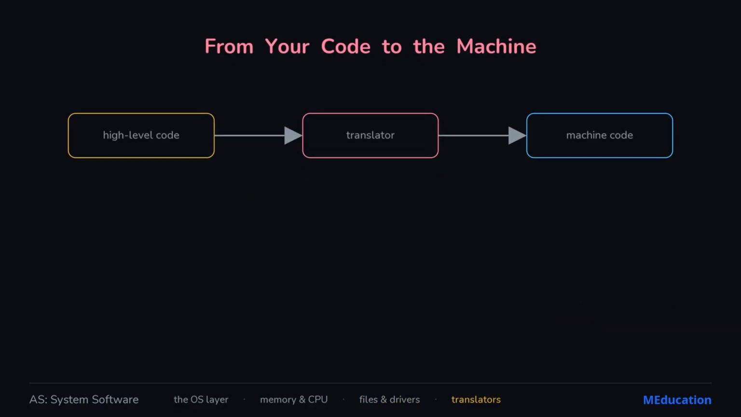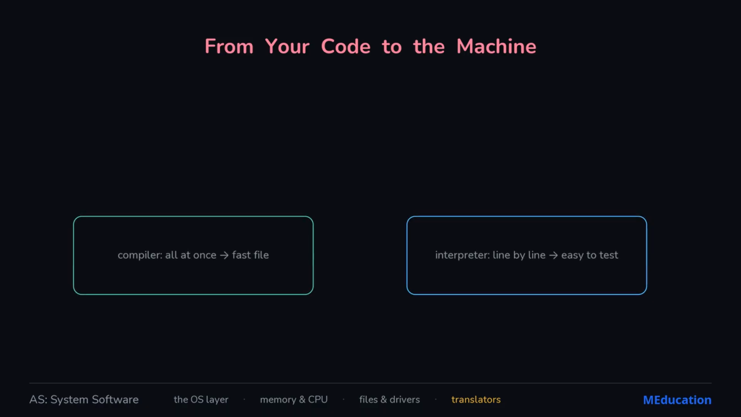But the processor understands only machine code, raw binary. You write in a high-level language full of words and ideas. A translator bridges that gap. An assembler does the smallest hop, turning human-readable assembly into machine code, one line for one instruction. For high-level languages, there are two styles. A compiler translates the whole program once up front into a fast standalone file. An interpreter translates and runs it line by line, every time, slower but quicker to test.